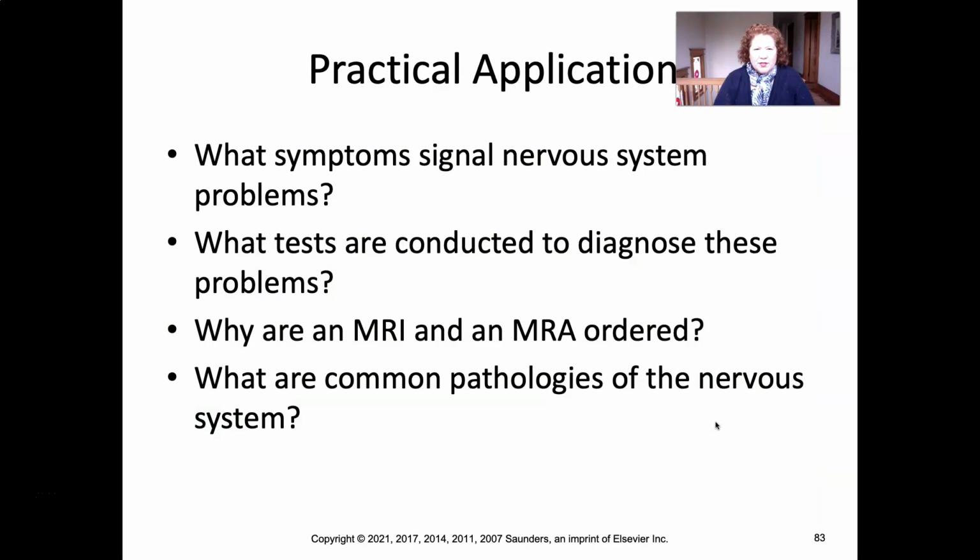All right, so it's asking us which symptoms signal nervous system problems. How do you know when the nervous system is having a problem? What tests are conducted to diagnose those problems? Why would an MRI and an MRA be ordered? What's the difference between the imaging of the organ versus an angiography, which is looking at blood flow? I gave you the answer there. And some common pathologies of the nervous system. So think back to what we just covered.